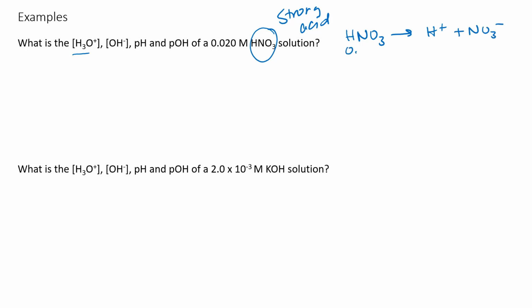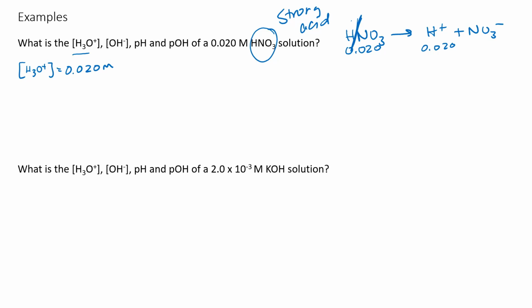And if we have 0.020 of this, then that means that I'm going to have 0.020 of that when it dissociates, when it splits apart, right? So for every H, there's an NO3. So my H3O concentration, my hydronium concentration, is equal to 0.020.